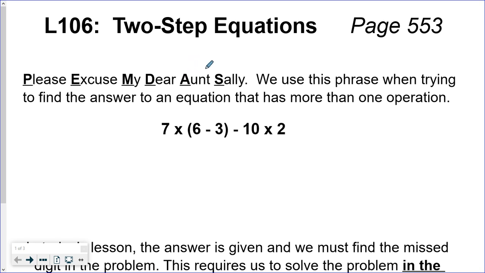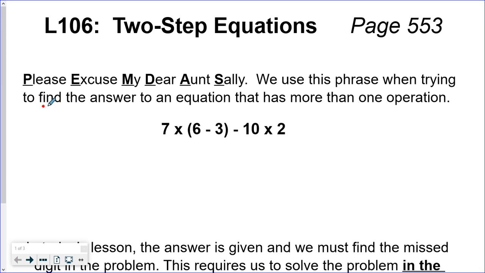And then last, we have the words Aunt Sally. This deals with addition and subtraction. It's kind of like multiplication and division: addition and subtraction are on the same level with each other, which means if you have to do both at the same time, you do whichever one comes first. So you don't always do addition first. Sometimes you might have to do the subtraction. This is going to help us when we're trying to find the answer.